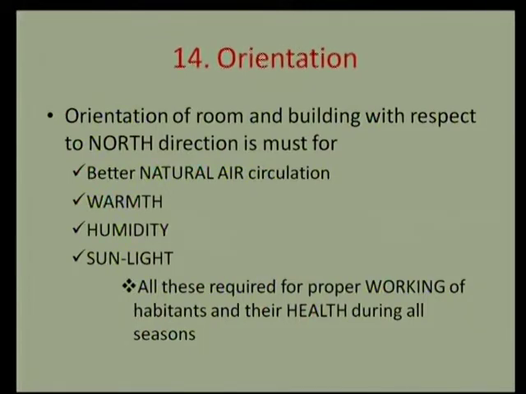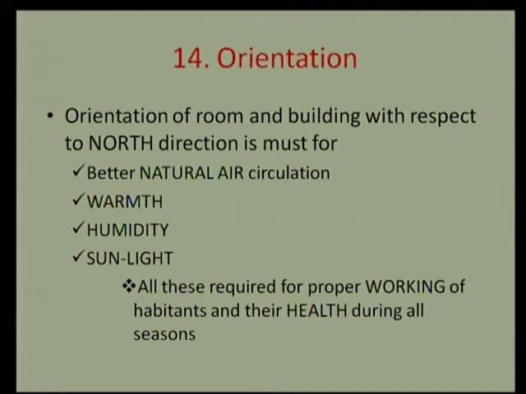And even the humidity is controlled by the sun rays. So all these depend upon the movement of the sun from east to west, and at different places the direction of the sunlight will be different, and at different places the direction of the wind flow will be different.